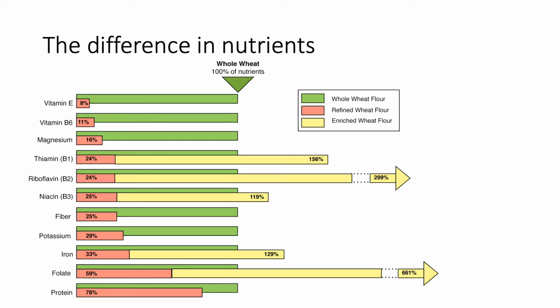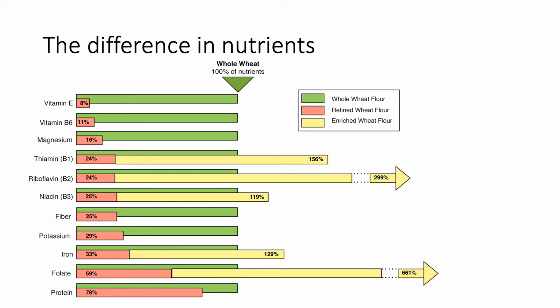Okay, so this chart would just give you an idea of the differences between all three. By choosing 100% whole wheat flour, you'll see that you receive 100% of its nutrients, the vitamins, the fiber, and the minerals. When you look at refined wheat flour, which is the red-orange bar, you'll see that almost less than half, a majority of your nutrients have been stripped, and you just have more than half of your folate and protein.